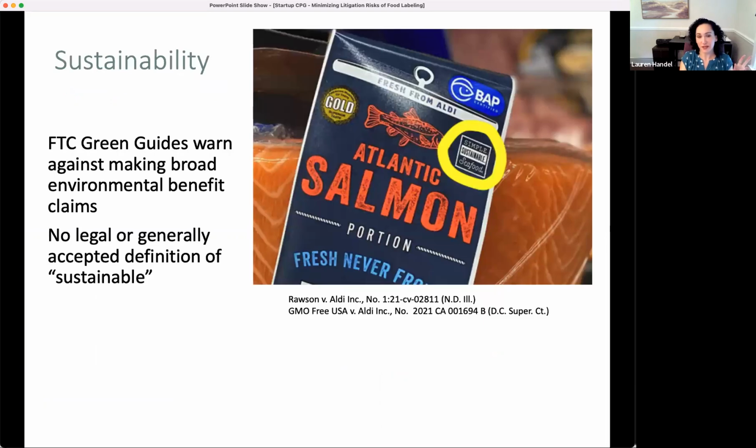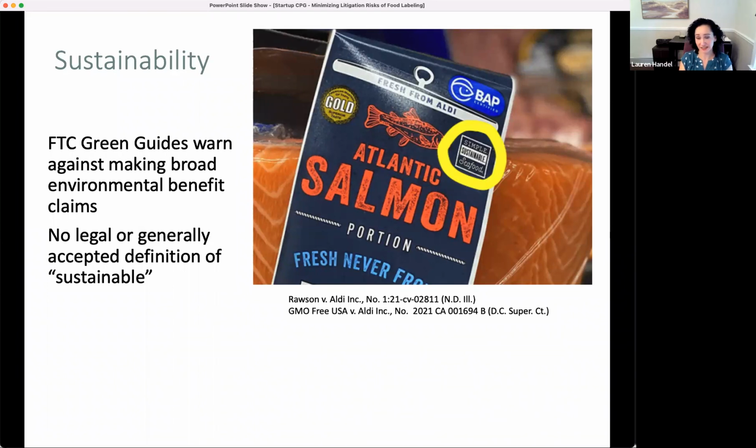Fish, another example; this is about sustainability. It's important to know that any sort of broad environmental benefit claim is going to be very difficult to substantiate. There are a lot of different possible interpretations of a term like sustainable, and it would be almost impossible for a manufacturer or brand owner to back up every reasonable interpretation that a consumer could have of that term. And in this case, the salmon is labeled simple, sustainable seafood.